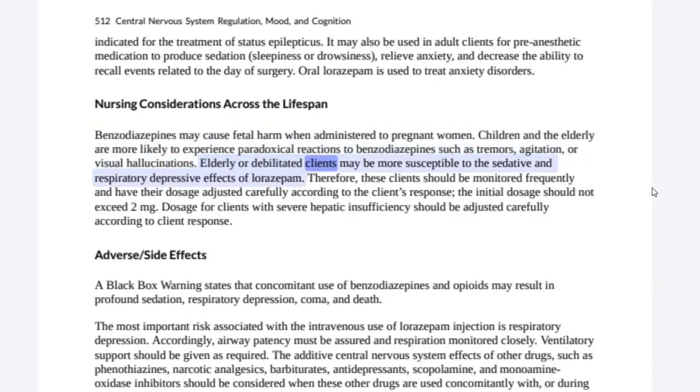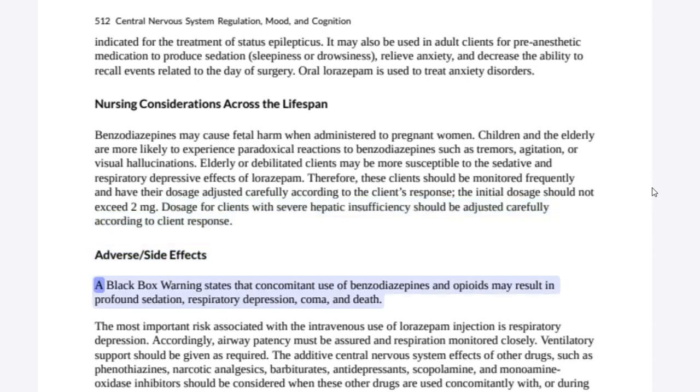Elderly or debilitated clients may be more susceptible to the sedative and respiratory depressive effects of lorazepam. Therefore, these clients should be monitored frequently and have their dosage adjusted carefully according to the client's response. The initial dosage should not exceed 2 milligrams. Dosage for clients with severe hepatic insufficiency should be adjusted carefully according to client response.